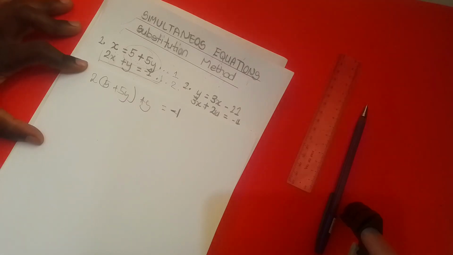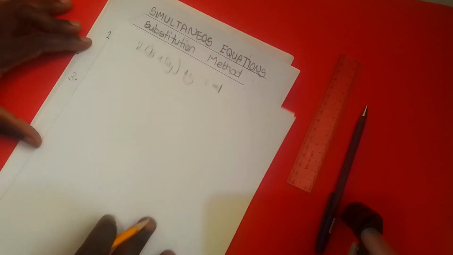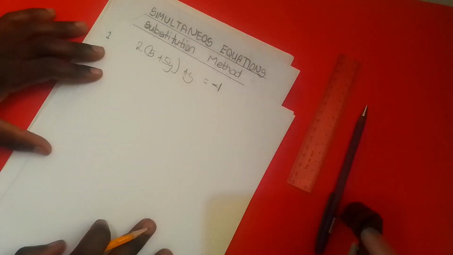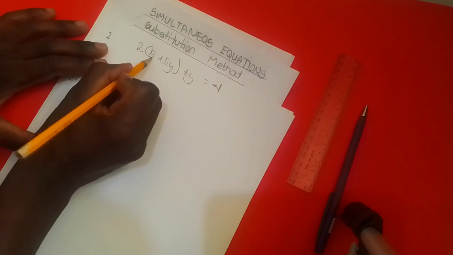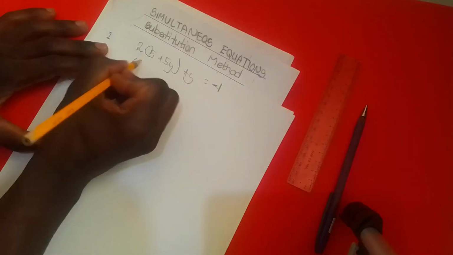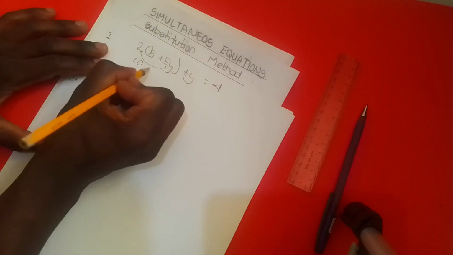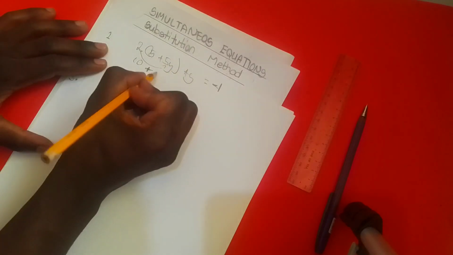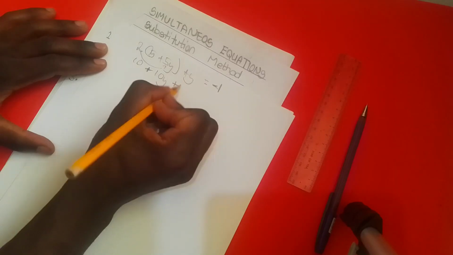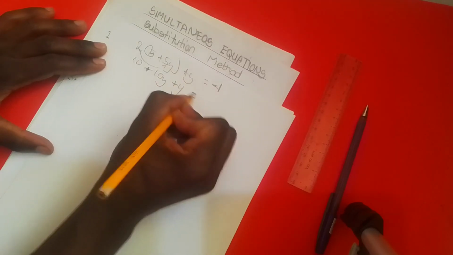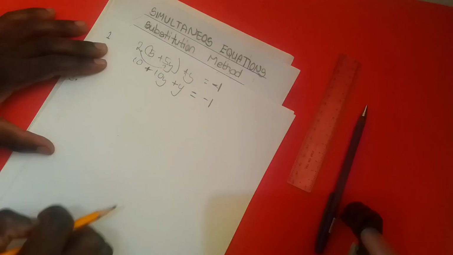I hope everyone is with me here. Okay, so we are now solving this equation. We are now expanding. 2 times 5 is equal to what? 2 times 5 is equal to 10. 2 times 5y is equal to positive 10y. Then plus y is equal to negative 1.